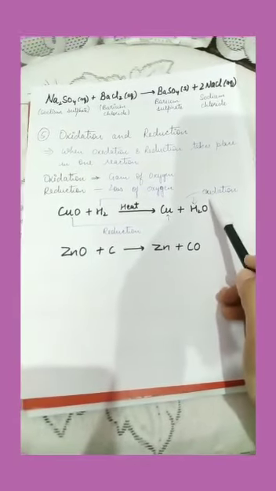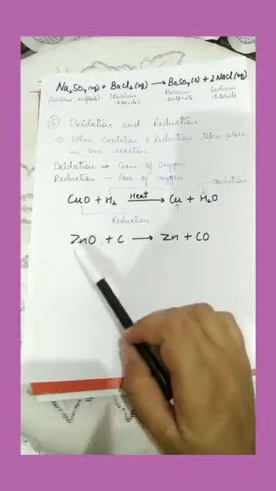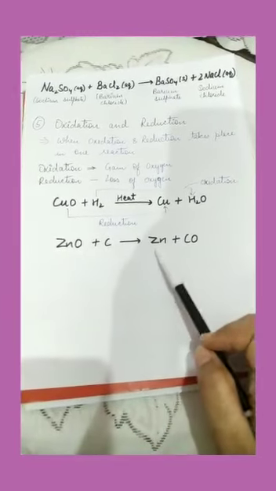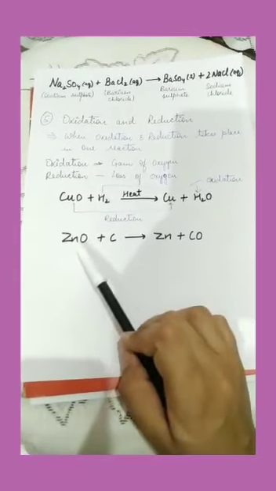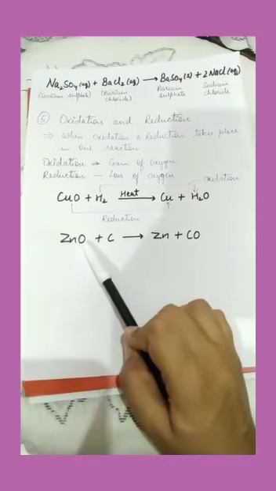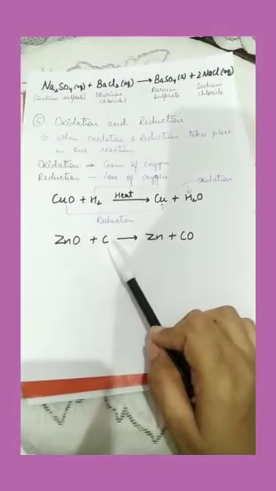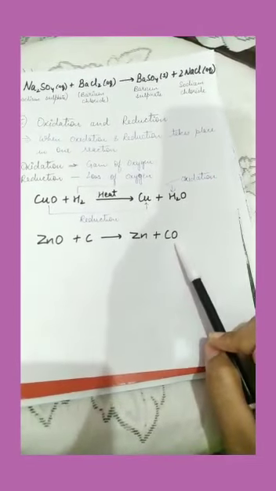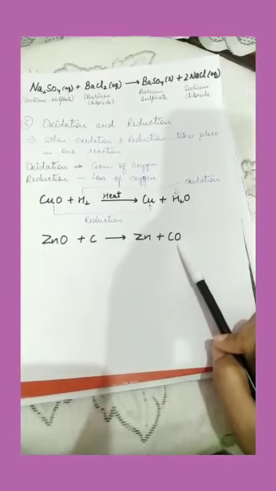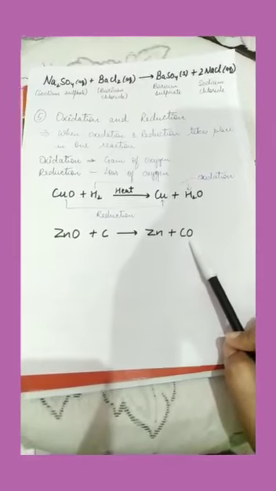So this is oxidation. Another example is ZnO plus C gives Zn plus CO. Now ZnO is losing its oxygen, so reduction is going on, and carbon is gaining oxygen. Over here it is carbon monoxide, so it is the oxidation.